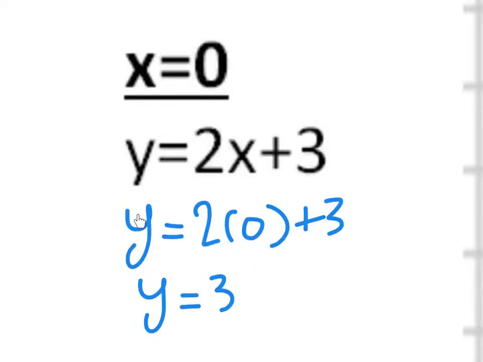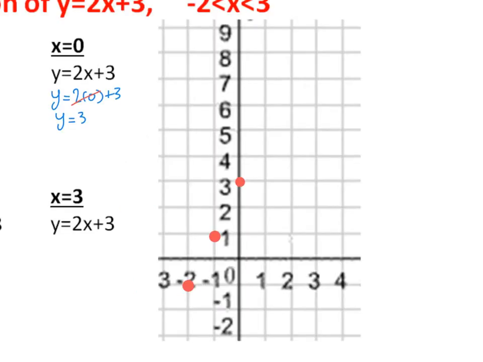So we get y is equal to 2 multiplied by 0 plus 3. And 2 times 0 will cancel. Anything times 0 just cancels. And we get y is equal to 3. So our next coordinate is 0, 3. So here we have the point 0, 3. So it lines up with 0 on the x-axis and 3 on the y-axis.